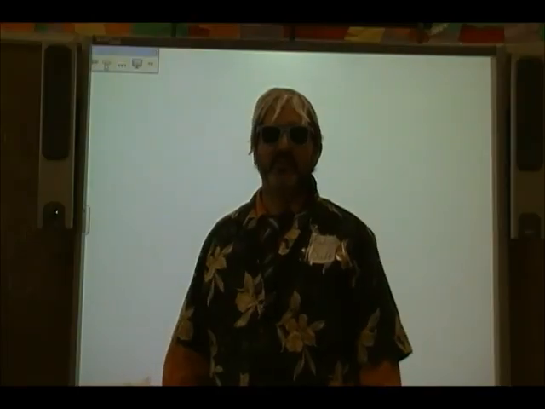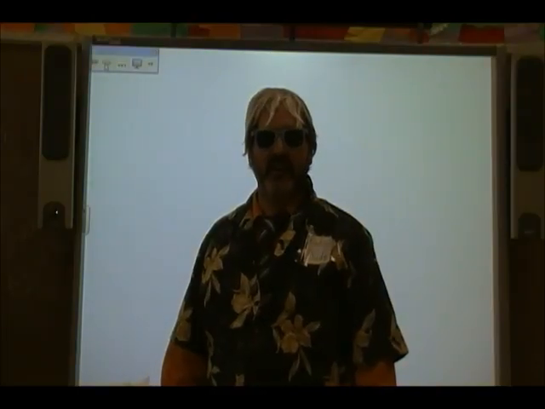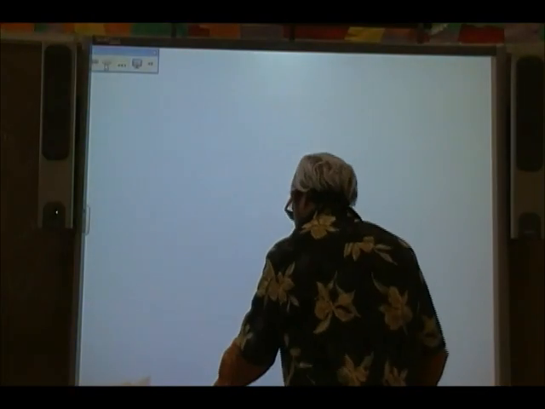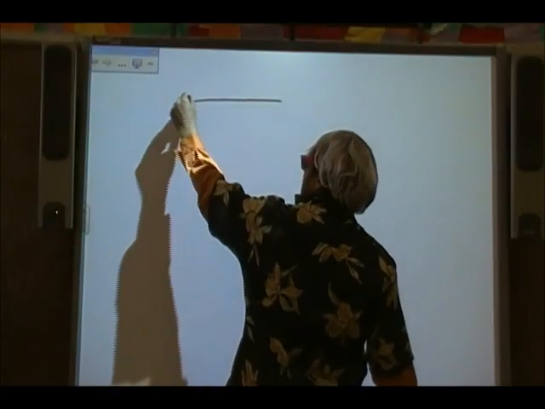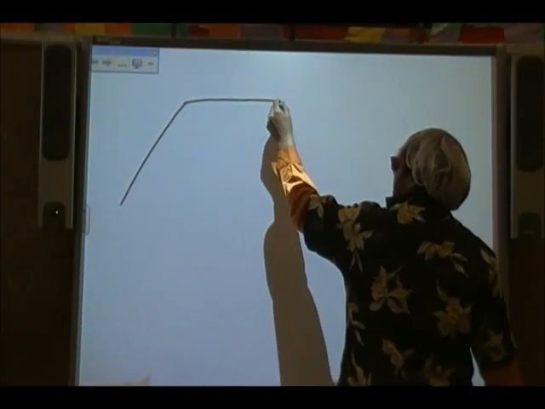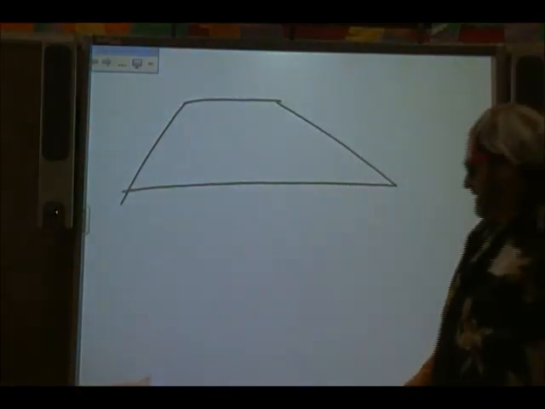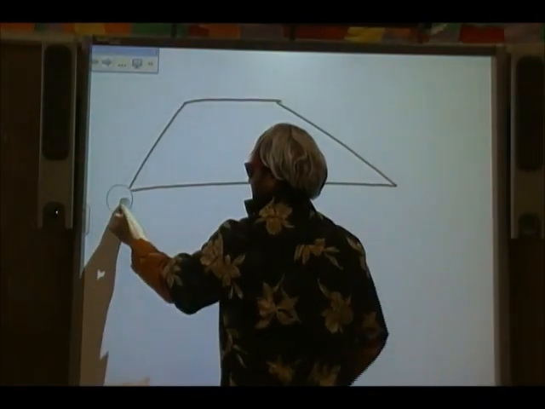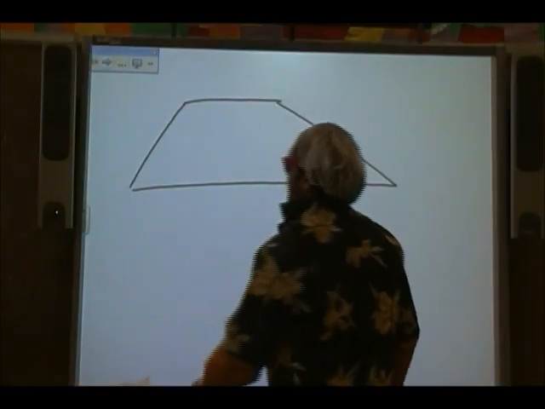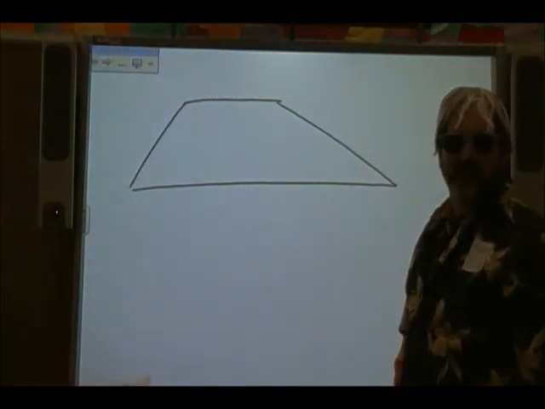Medical dude here, and today we are going to derive the formula for area of a trapezoid. So let me draw the trapezoid. It's not that good, but I'm sure you could draw better at home.